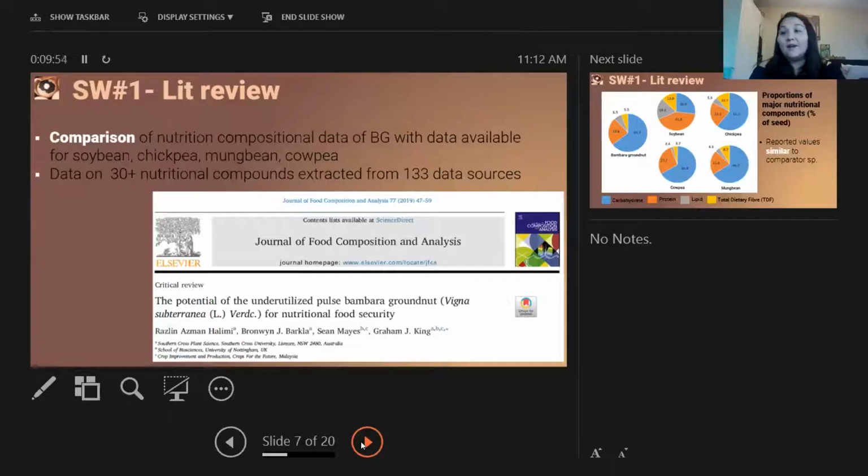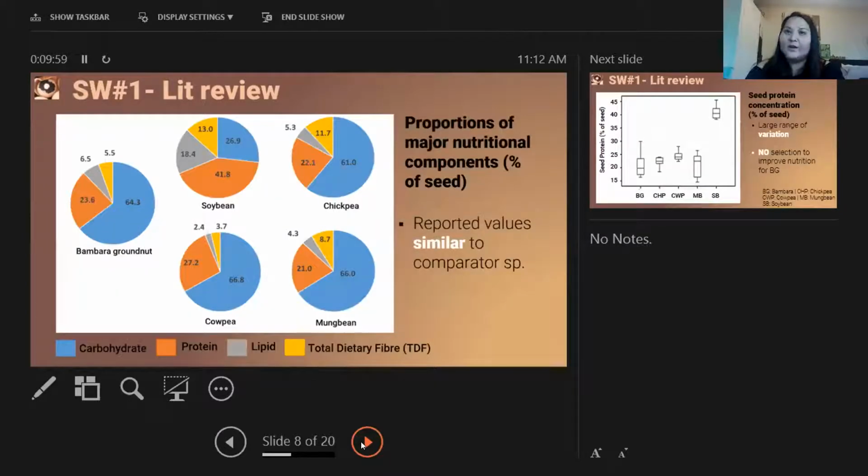I ended up with very large data sets and Excel sheets, which was really great because that allowed me to have very nice representation graphics such as this. You can see bambara groundnut, this is just the major nutritional components of the seed. It's very similar to what we find in cowpea, mungbean, and chickpea, which is quite expected because these are all considered grain legumes. A bit different from soybean, which is the gold standard of legumes. Bambara will never be what soybean is, but it could get halfway there with enough research, development, and innovative thinking.